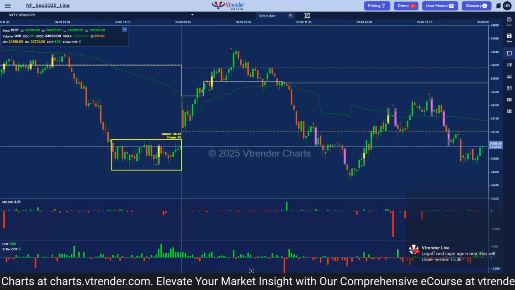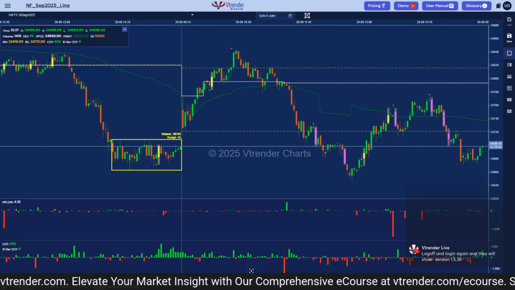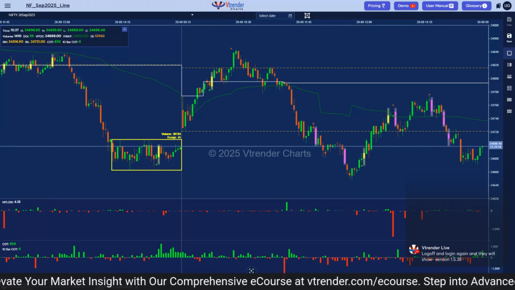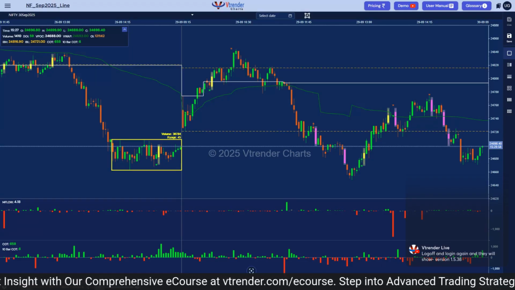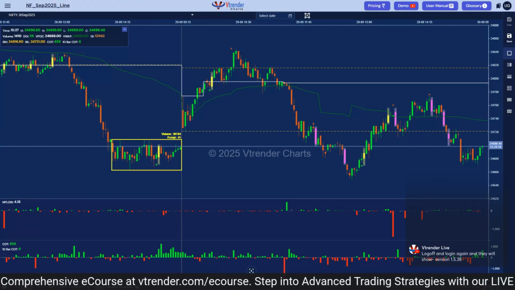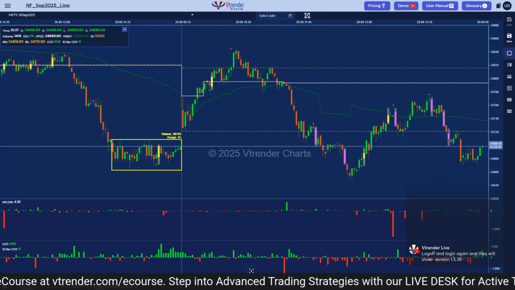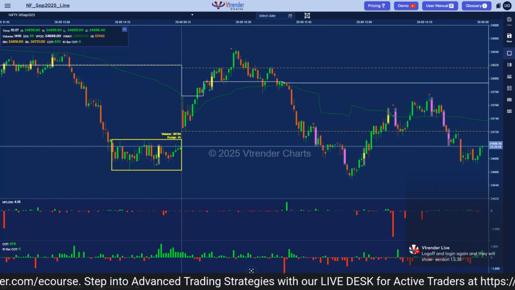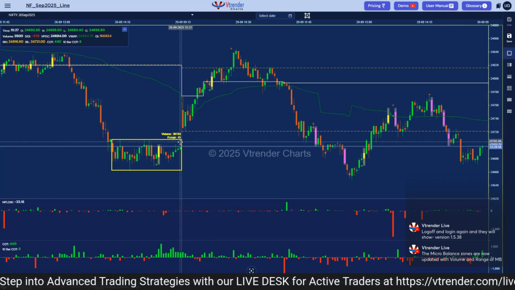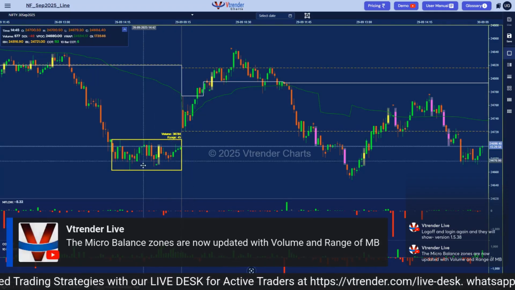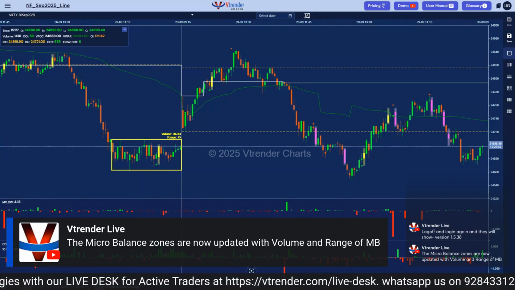Also, one important reference, we have had a new build which is done up on the charts. So kindly refresh your charts. You can log in and log off and log in again, and then you will be able to see the range and the volumes of every micro balance which is shaping up on the charts.